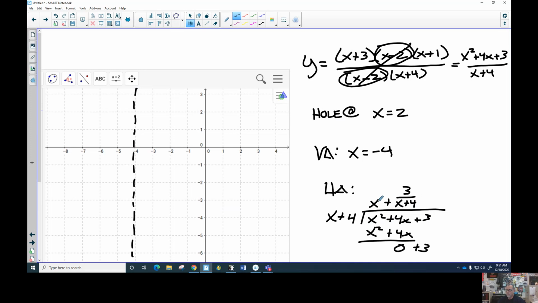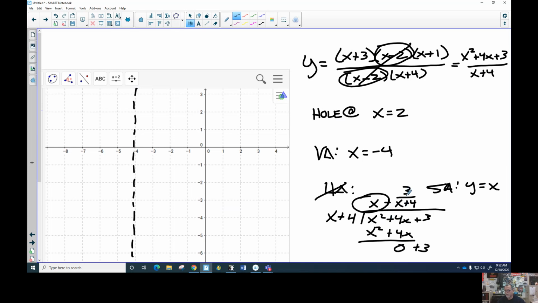I'm sorry, the horizontal asymptote is going to be what? There isn't one, right? This was a degree higher on top than the bottom. So we get instead a slant asymptote. Slant asymptote is going to be y equals x, right?